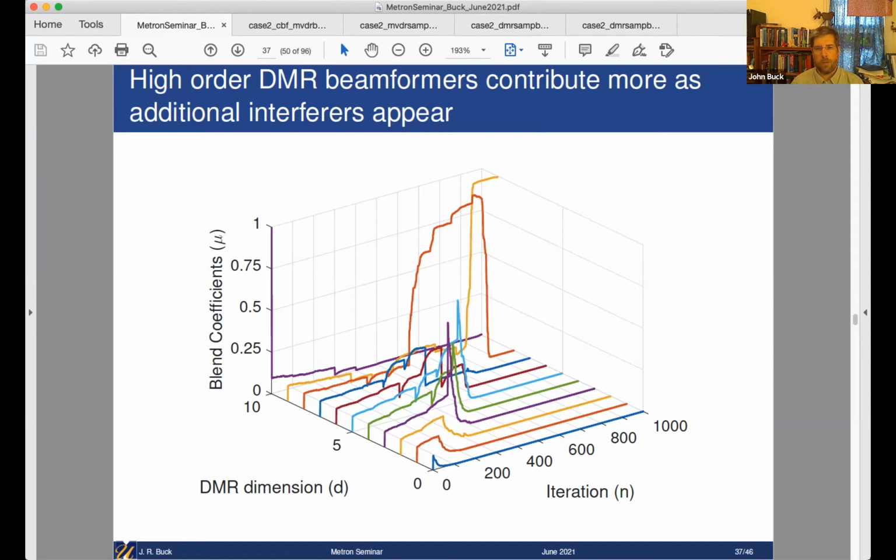So by switching among them and having this ability to adapt that hyperparameter, in this sort of ensemble method approach to beamforming, we can do better than the best of any of these fixed model order solutions.